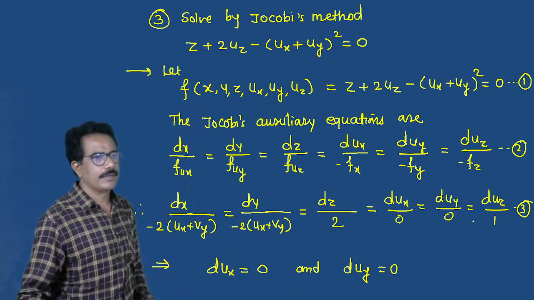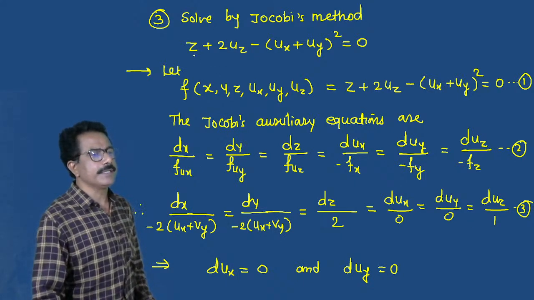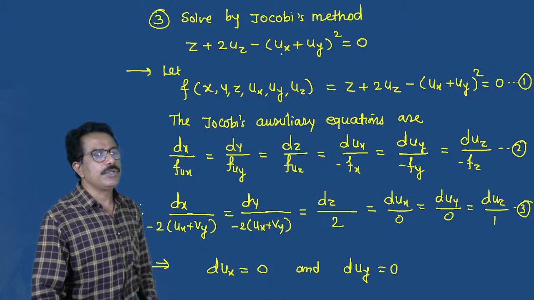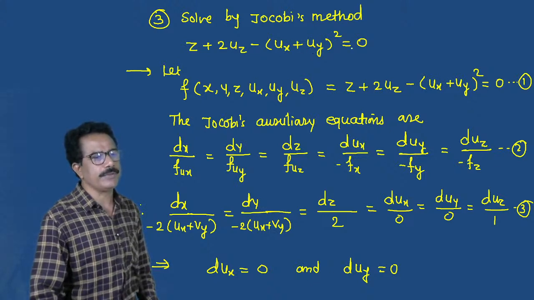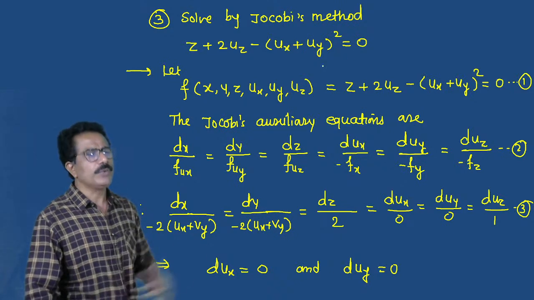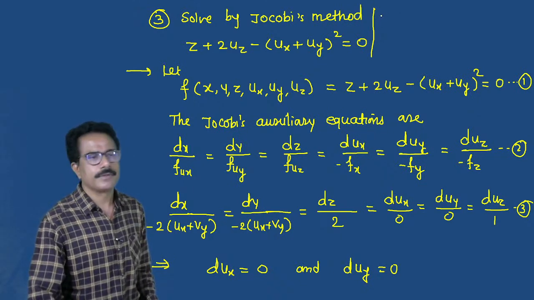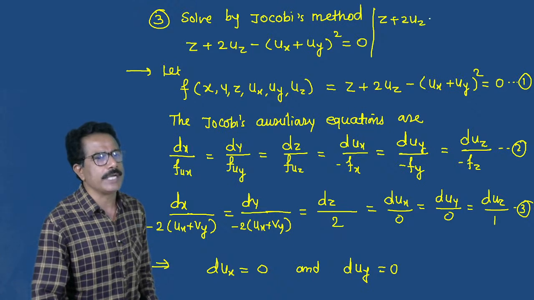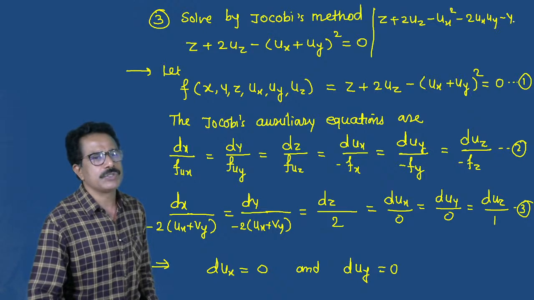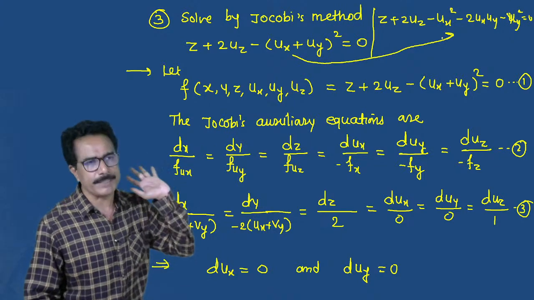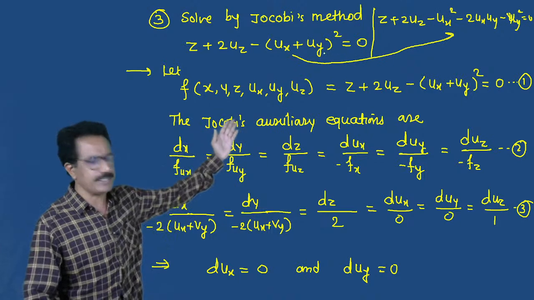Third problem, solve by Jacobi method: z plus 2 times uz minus (ux plus uy) bracket square equals 0. You can write this in this way also. For the derivative purpose, z plus 2uz minus ux square minus 2 ux uy minus uy square, which equals 0. Means we can take it in this way also. For the derivative purpose, we can expand this bracket square.